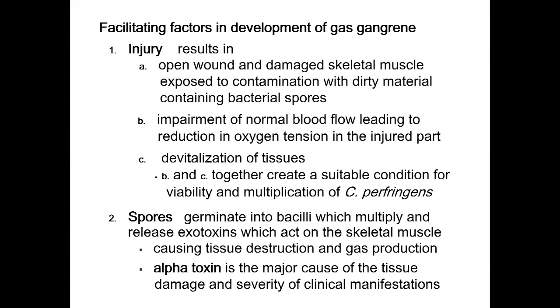So the effects of those toxins: tissue destruction and gas production. Among all the exotoxins, the alpha toxin is the major cause of the tissue damage and severity of the medical disease. It's the major, that means there are some which are minor in terms of tissue damage and clinical manifestations. That is the key factor in the destruction and the manifestations of the gas production. It's all due to the alpha toxin.